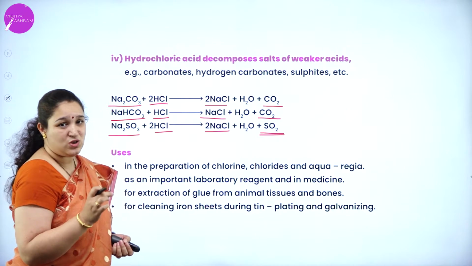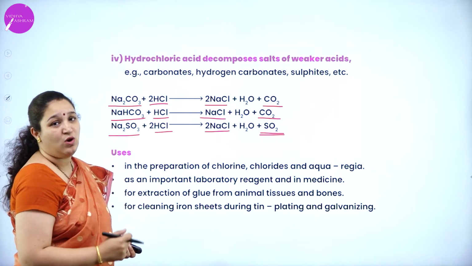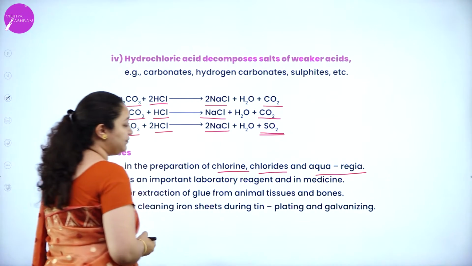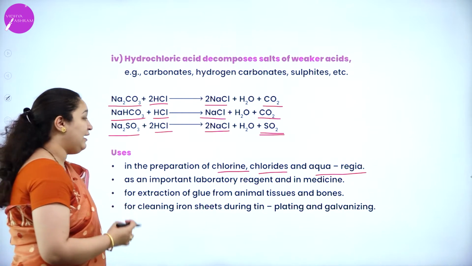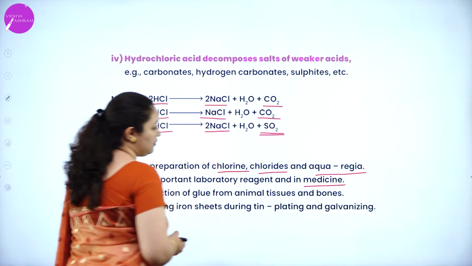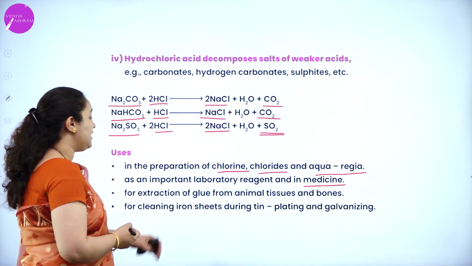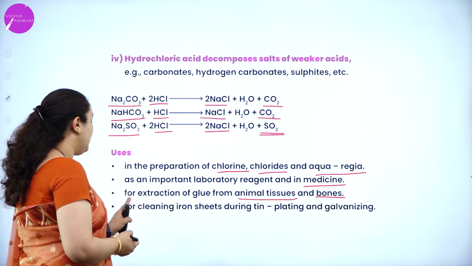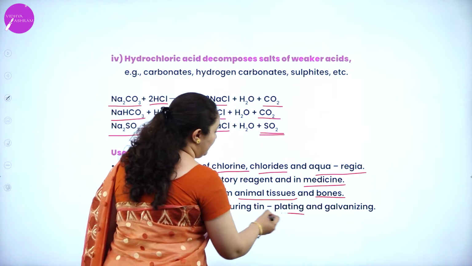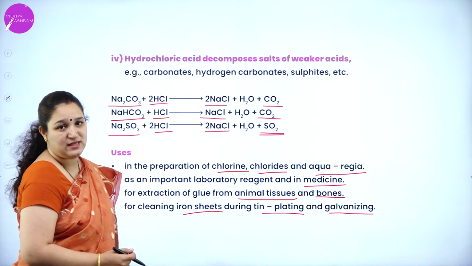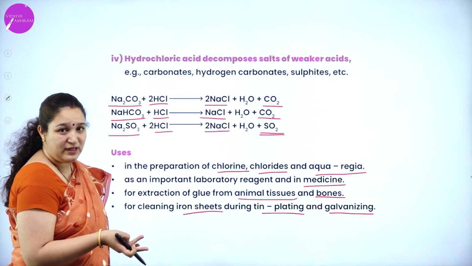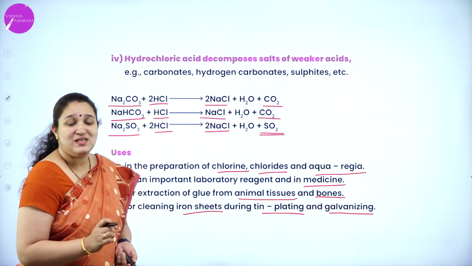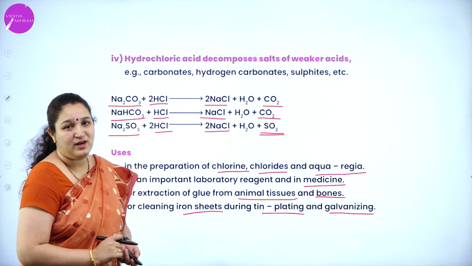Next, it's about the uses of HCl. What are the uses of HCl? It is used in preparation of chlorine, chlorides and aqua regia. It is used as a laboratory reagent and it is used in the preparation of some of the medicines. Also, for extraction of glue from animal tissues and bones, HCl is used. Also, for cleaning iron sheets during tin plating and galvanizing, we use HCl. That is in galvanizing and electroplating methods to clean the iron sheets, we use HCl. So, these are some of the uses of hydrochloric acid.